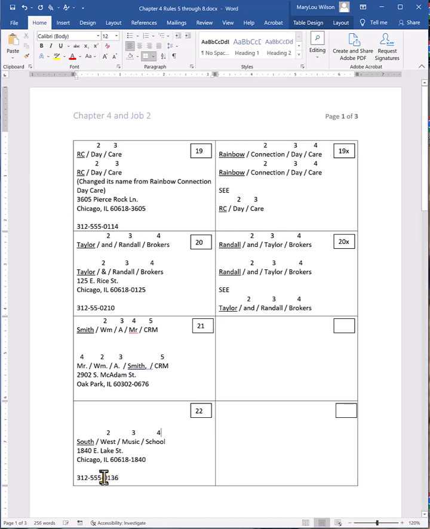Now, I'm going to rewrite this in correct coded order, and of course it's already in the correct order, but I'll write it up here to make it easier. Boy, I misspelled that one, didn't I? And then let's get rid of this extra S here. Make it easier to alphabetize later. So again, I will underline South, and I will put West as number 2, Music number 3, and School unit 4.